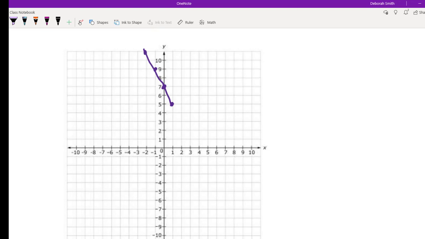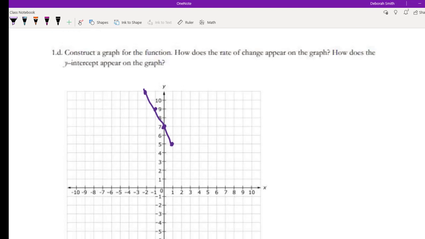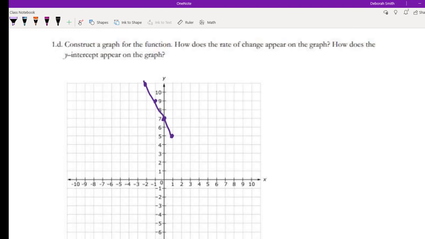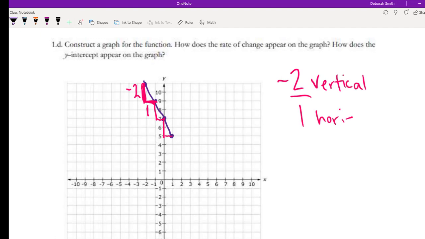Okay, so then the rest of the question said, how does the rate of change appear on the graph? So you guys have seen this quite a bit. We start here, we draw the little vertical and the horizontal side of the triangle. Right here, this shows us the vertical is negative 2 from here to here. From here to here, this shows us the one horizontal, and it will repeat itself all the way down the graph. So that's how we see the negative 2 vertical side of the triangle, and then the positive 1 horizontal side of the triangle.